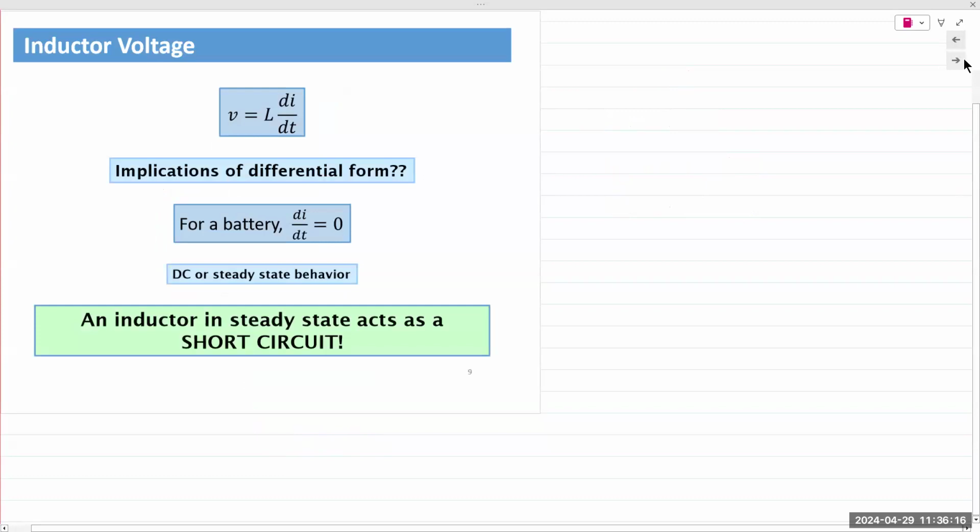Okay. Inductor voltage mathematically we expressed as L di over dt. If I is constant, meaning the value of I does not change with respect to time, mathematically what happens? di over dt goes to 0. Hence, the voltage goes to 0. Right? Easy to see that mathematically. Conceptually, this is what happens.